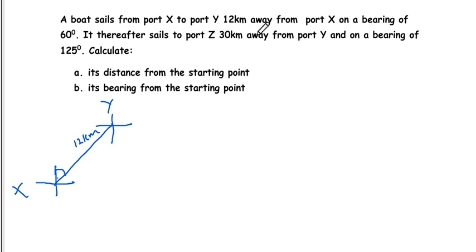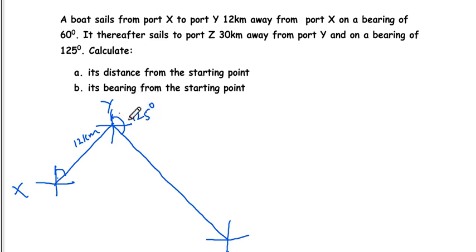A boat sails from port X to port Y, 12 kilometers from port X, on a bearing of 60 degrees. It thereafter sails to port Z. So from here it sails to port Z, 30 kilometers away, on a bearing of 125. From here to here is 90. So 125 cannot fall within this quadrant, so we have to extend beyond the next quadrant. That's 125. So then we draw a straight line. We are told it's 30 kilometers away, so let's make it longer than this other one.